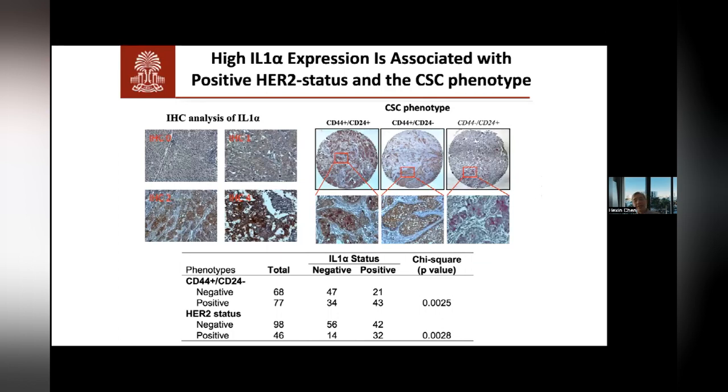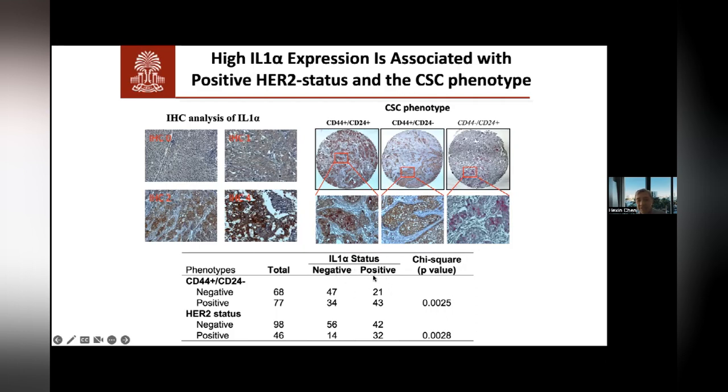So the next question: what happens in the primary breast cancer tissues? We examined IL-1 expression in primary breast cancer tissue by tissue array. We find that IL-1 can indeed be detected in about 60% of breast cancers, and IL-1 expression correlated with HER2 expression status.